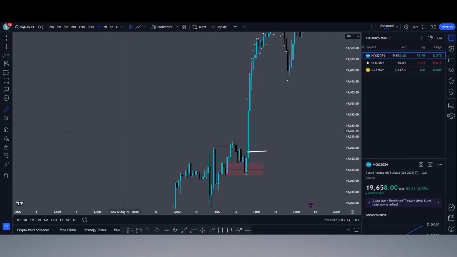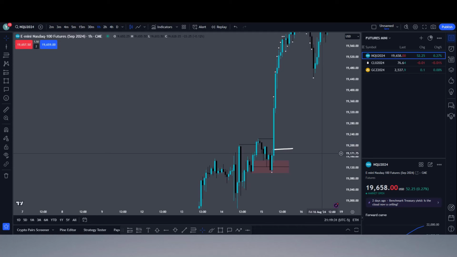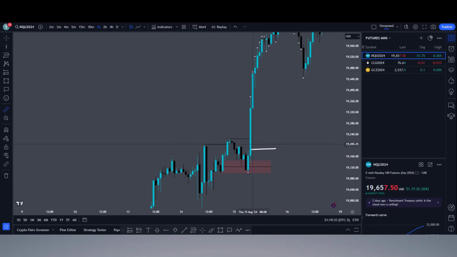So if I go in two contracts at first and I go in from right there, this is 158 ticks, 162 ticks. So that's about 162 times 10, that'd be 1620. That's how much you would have made on that trade. At the same time, if this went against you, you would have lost, I would say, 3,200.